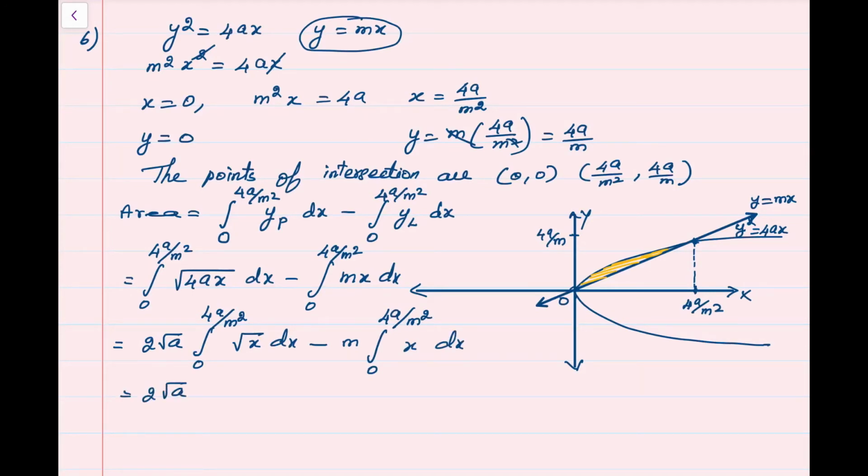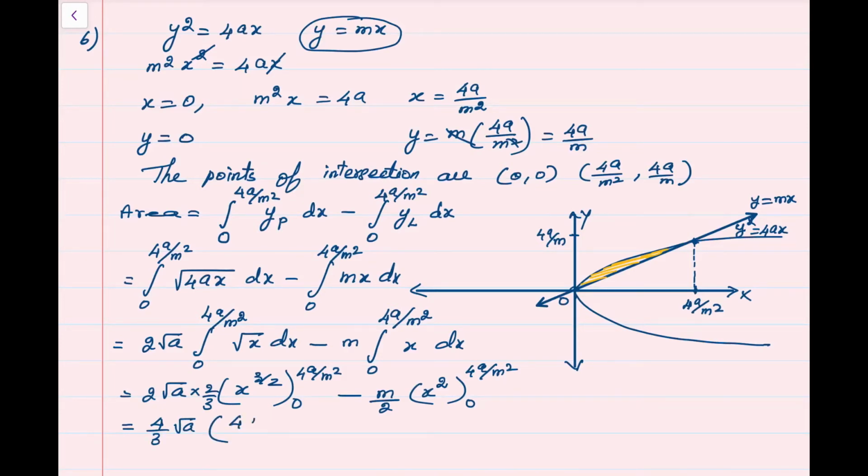2 times root a, integral of root x is x raised to 3 by 2 times 2 by 3. The limits are 0 to 4a over m square, minus m times integral of x, which is x square over 2, and the limits are 0 to 4a over m square. 4 by 3 root a, 4a divided by m square power 3 by 2, and the lower limit is 0, minus m over 2, 4a divided by m square the whole square minus 0.